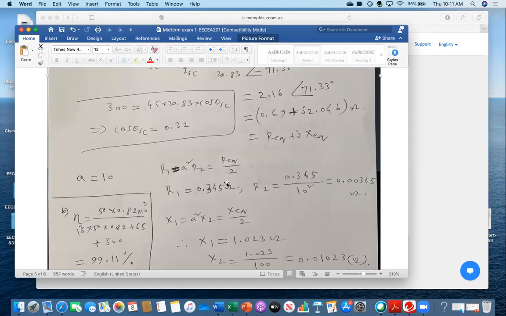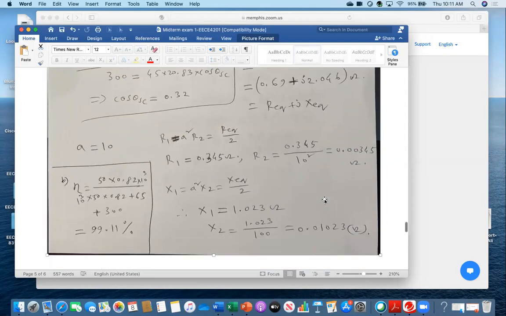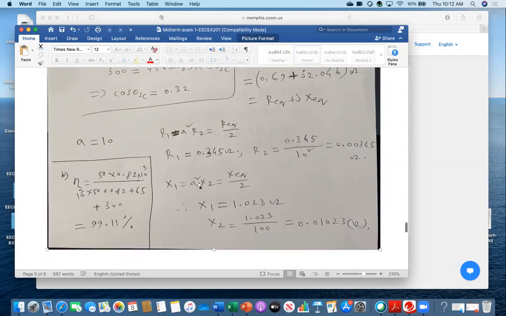Sometimes you got a completely different result. Here you got several hundred kilo ohm, even mega ohm. So you completely did the wrong thing. Even though you calculated A as 10, still your result is completely different in many cases. And then you see X1 equals a squared X2 equals X equivalent by 2. So X1 should be 1.023 ohm approximately, and X2 is 0.01023 ohm. And then the efficiency should be 99.11%.